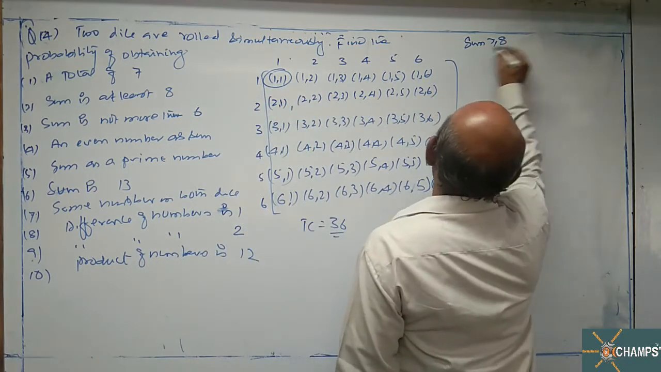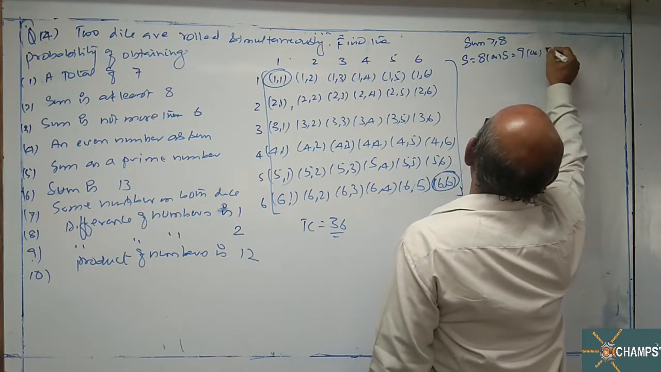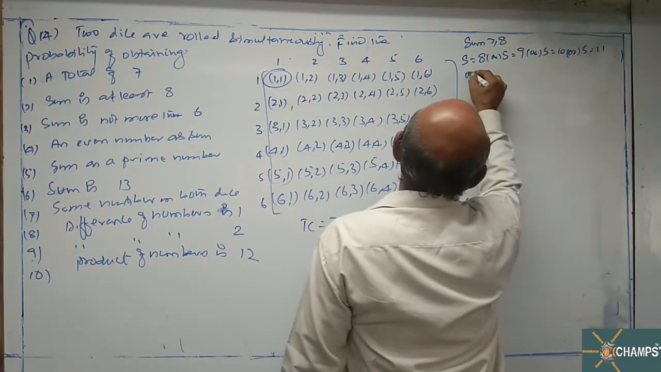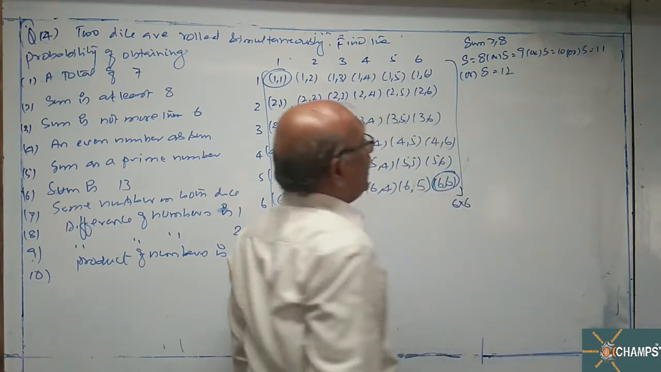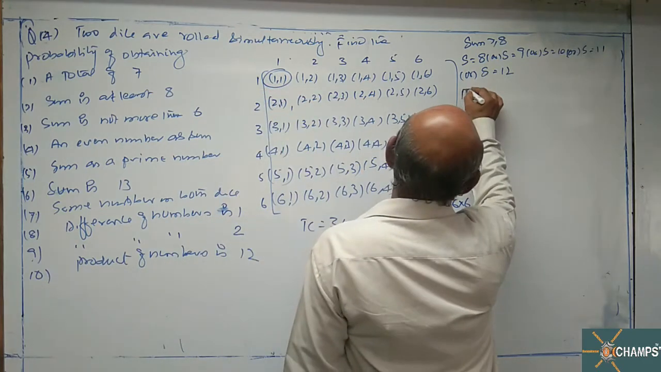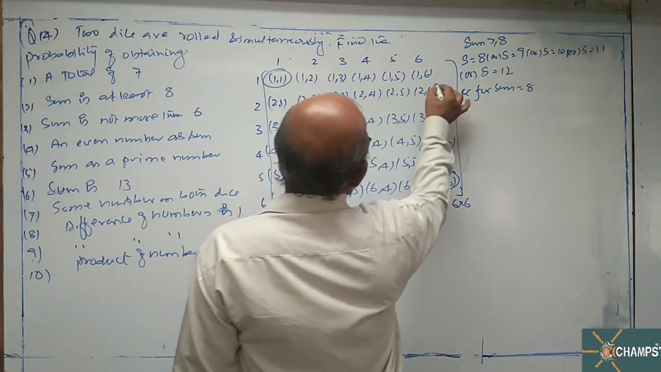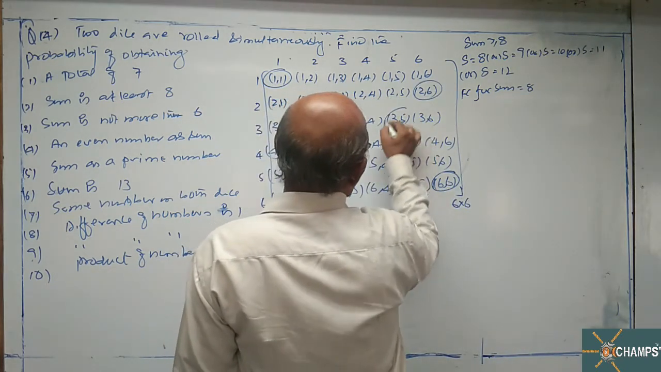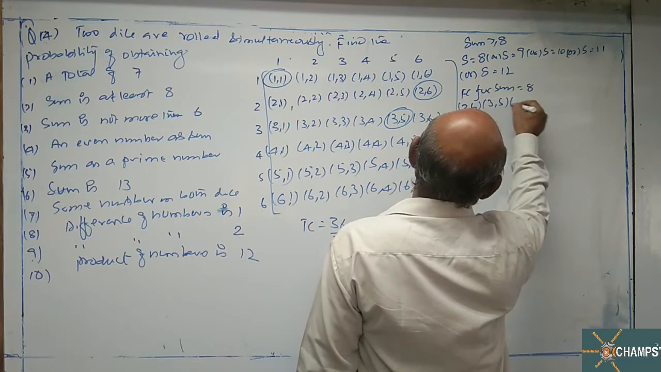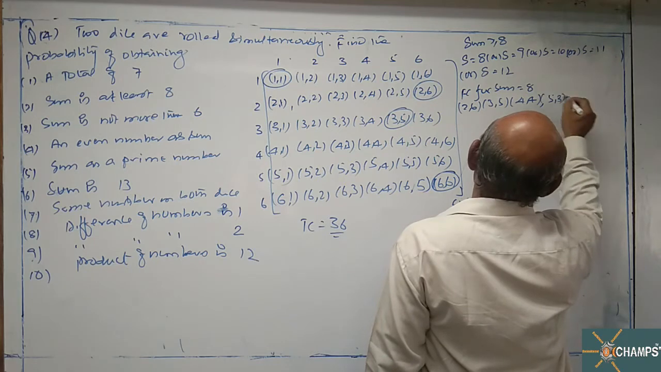So sum is greater than or equal to 8 means sum is equal to 8, or sum is equal to 9, or sum is equal to 10, or sum is equal to 11, or sum is equal to 12. 1, 2, 3, 4, 5. These are the 5 possibilities we have. Let us calculate favorable cases for sum is equal to 8. 2 comma 6, 3 comma 5, 4 comma 4, 5 comma 3, 6 comma 2.